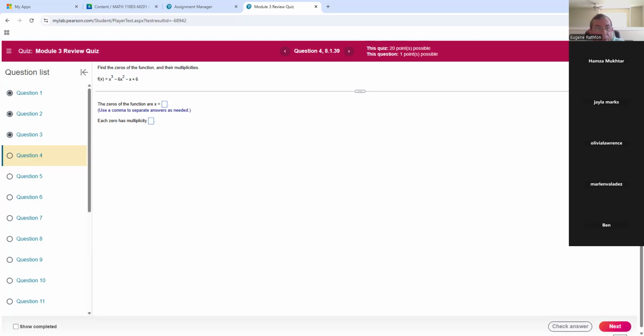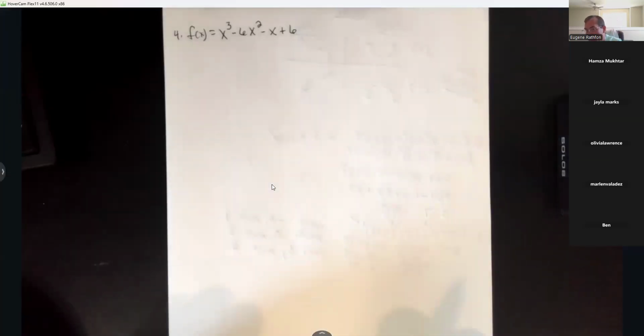All right, also number 4 here, you got a 4-term polynomial. This is the one where we factored by grouping. So let me write this down. x cubed minus 6x squared minus x plus 6. All right, so the trick is to solve this one. Once you got it solved, then figuring out those multiplicities.